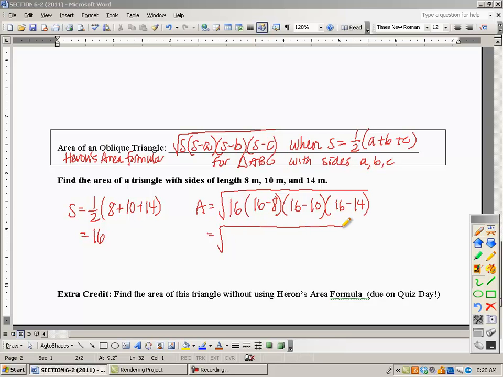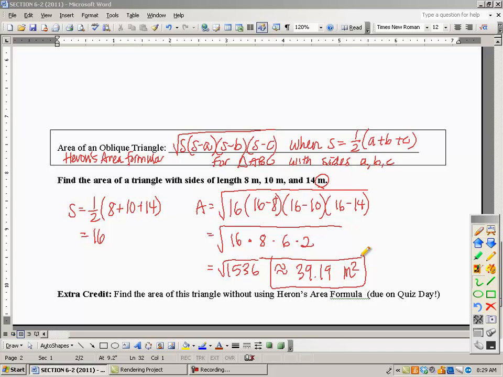And I tend to simplify this before I put it in my calculator. So you have 16 times 8 times 6 times 2, which is the square root of 1536. So my area is approximately 39.19 meters squared, because meters is our unit. I don't need to go that far. There we go.